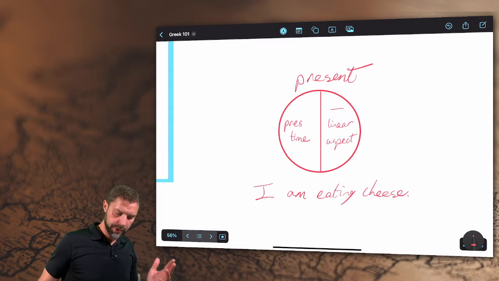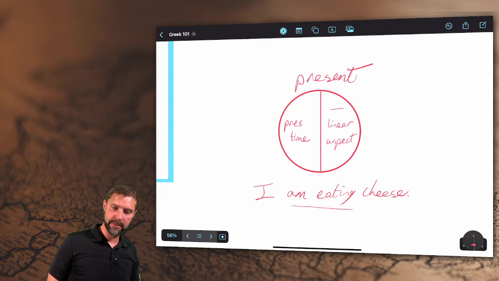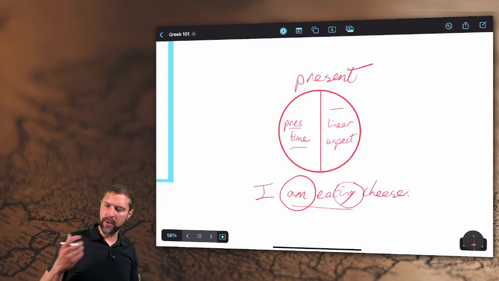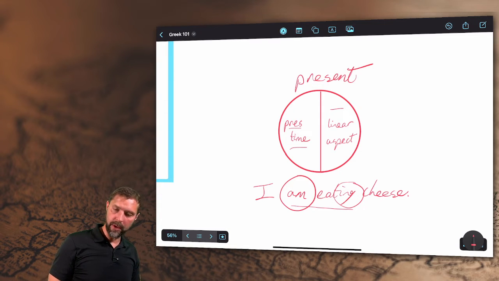For now, I'm just going to show you one particular tense. In the future, I'll show you the whole picture. But let's take the present tense. And if you hear in the present tense, I am eating cheese. The am eating, I hear am, that tells me when it happened. And so that would be present time. But the ing bit, the fact that I have an ing in there, you can hear that it's kind of ongoing. We would call that linear aspect. And that's one of three possibilities for aspect.